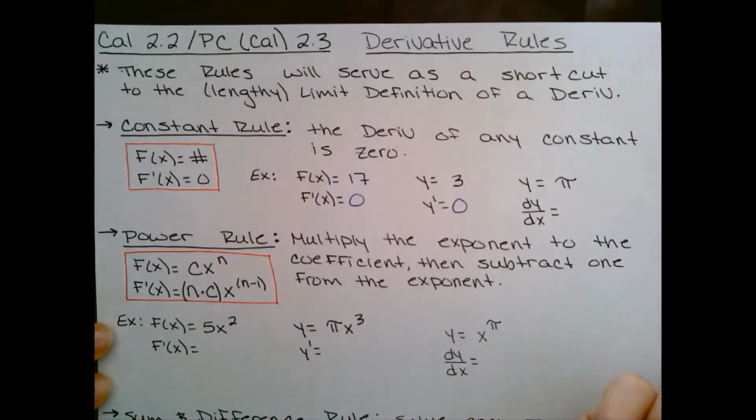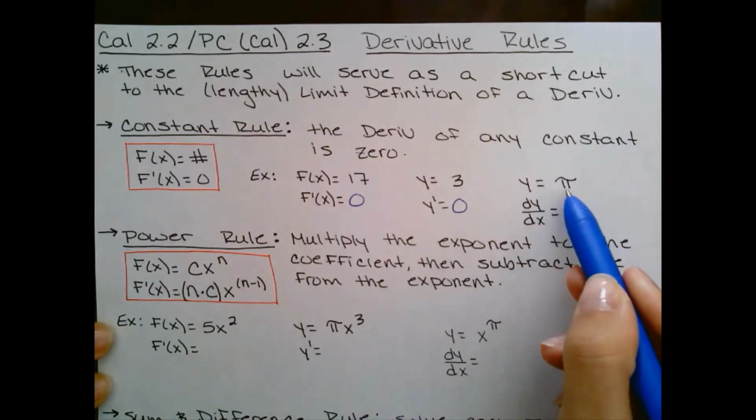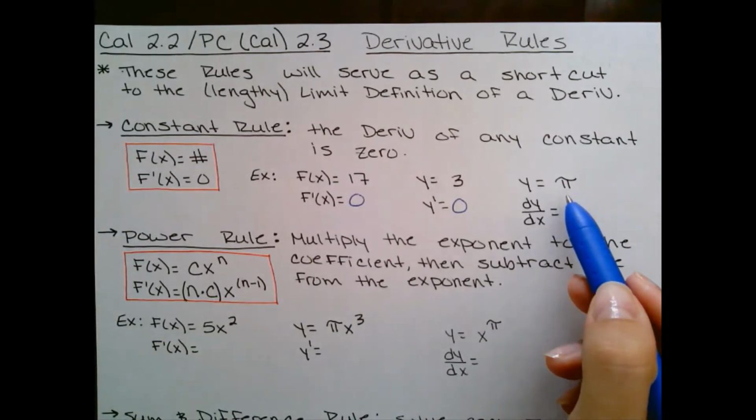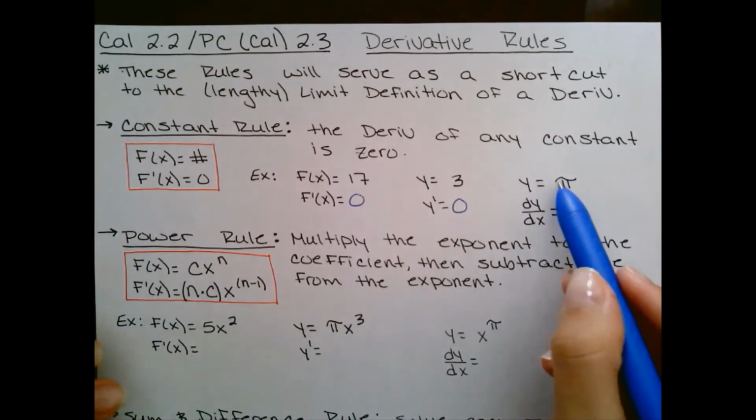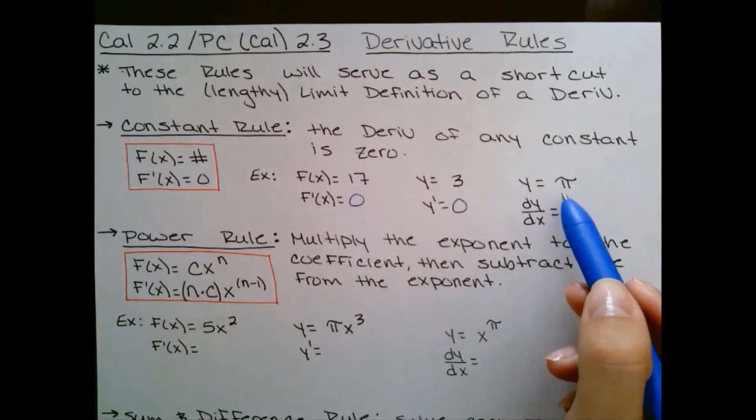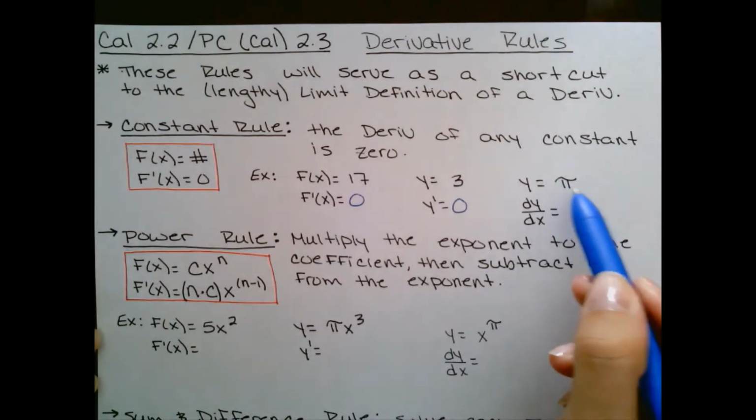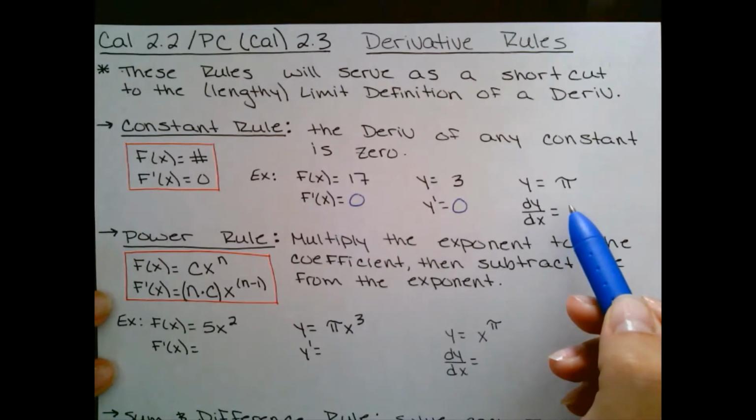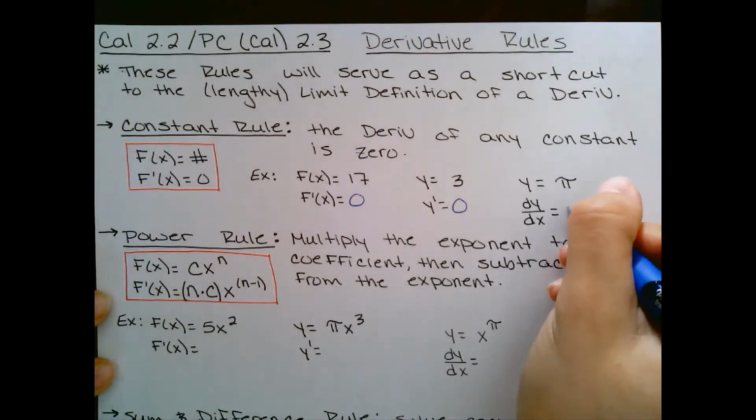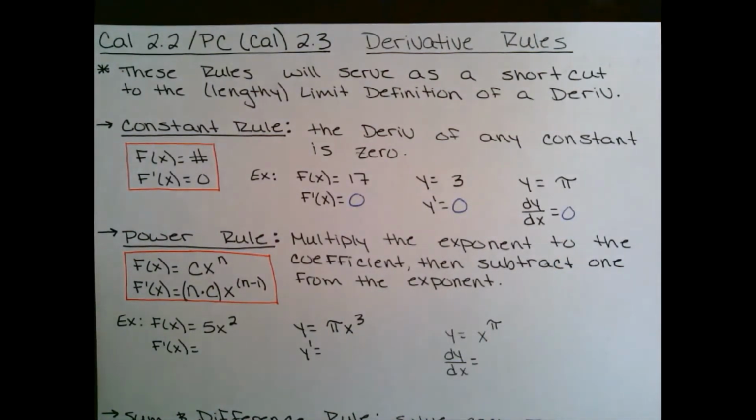Believe it or not, one that trips people up all the time is the derivative of pi. It looks like a symbol, so a lot of people mix it up with a variable. But remember, pi represents 3.14 and so on. Okay, so this is a constant. This is a number, so the derivative of pi is also 0. All right, easiest rule in the book.